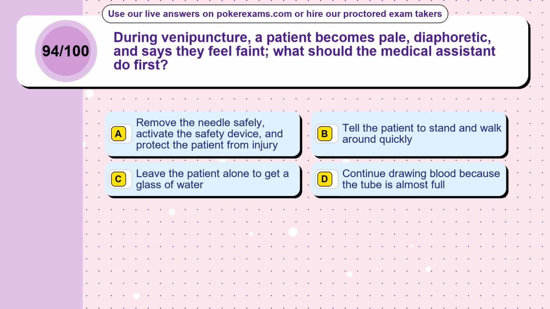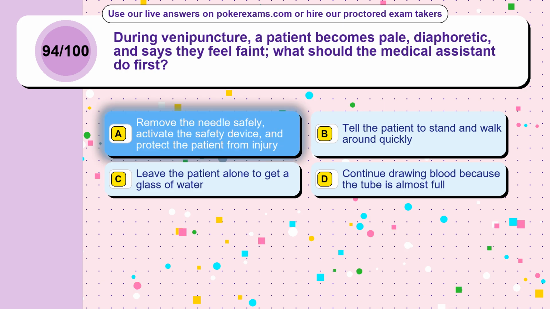Question 94. During venipuncture, a patient becomes pale, diaphoretic, and says they feel faint. What should the medical assistant do first? Option A. Remove the needle safely, activate the safety device, and protect the patient from injury. Option B. Tell the patient to stand and walk around quickly. Option C. Leave the patient alone to get a glass of water. Option D. Continue drawing blood because the tube is almost full. The correct answer is option A.